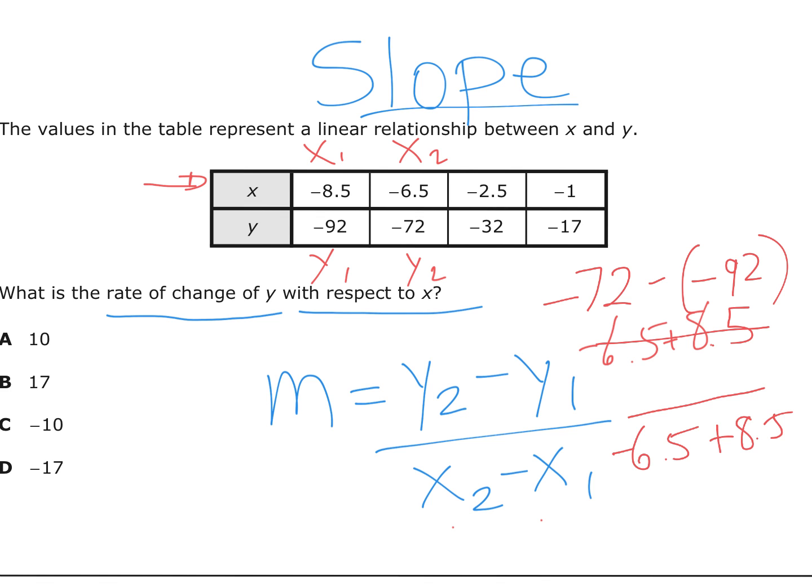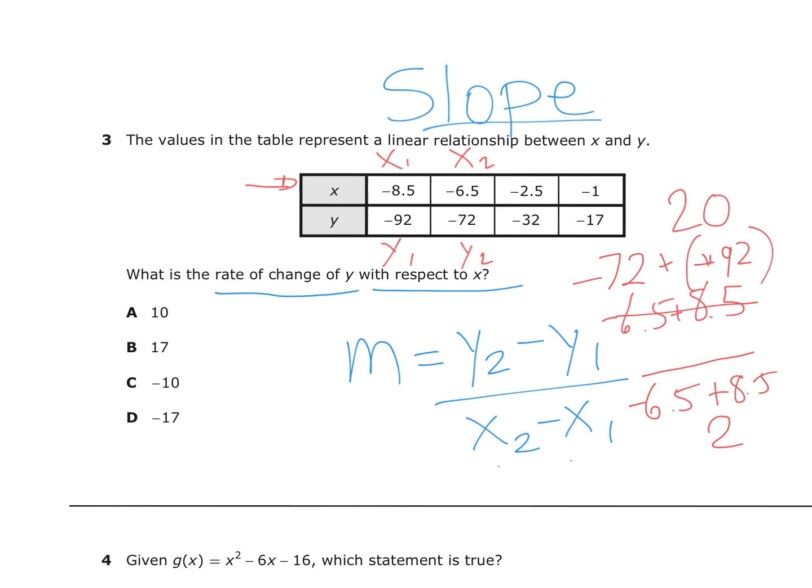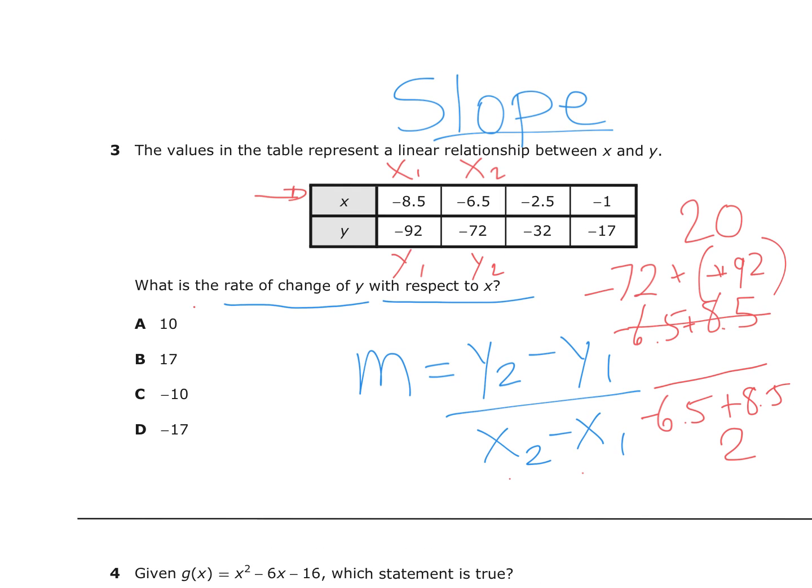So on your calculator, minus a minus, that's plus. You're actually going to have 92 minus 72. So it's going to be a 20 here. And over here, this is going to be 8.5 minus 6.5. That's 2. Now you can use your calculator and do all the addition, subtraction, but you're going to get 20 divided by 2, which is what? 10. So the answer here should be 10. And that should be answer A.